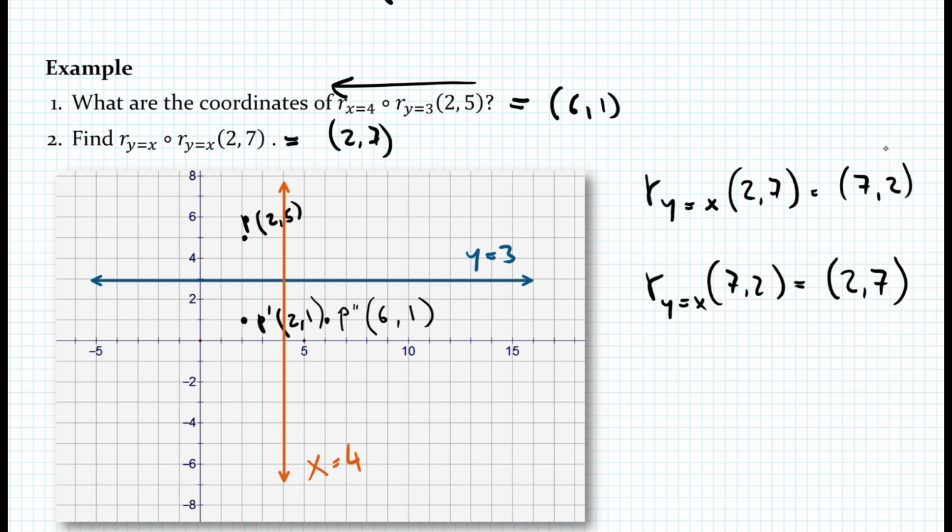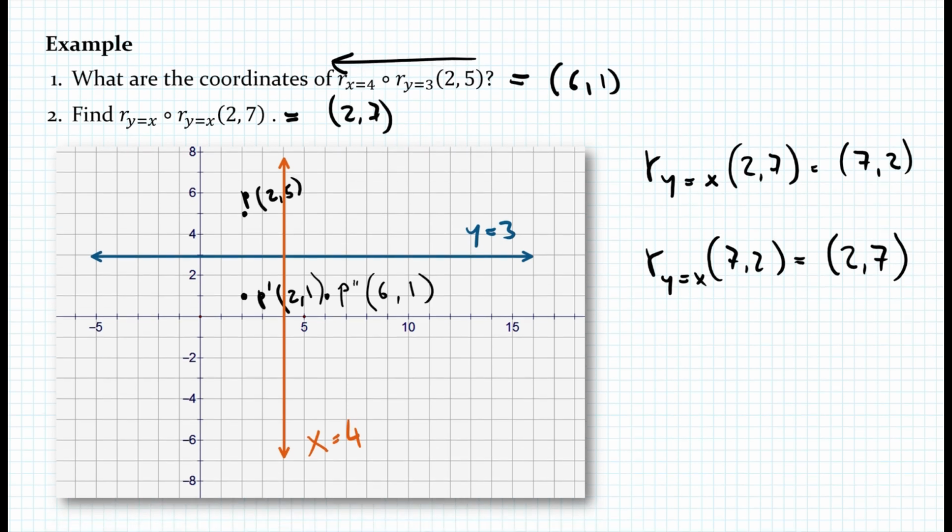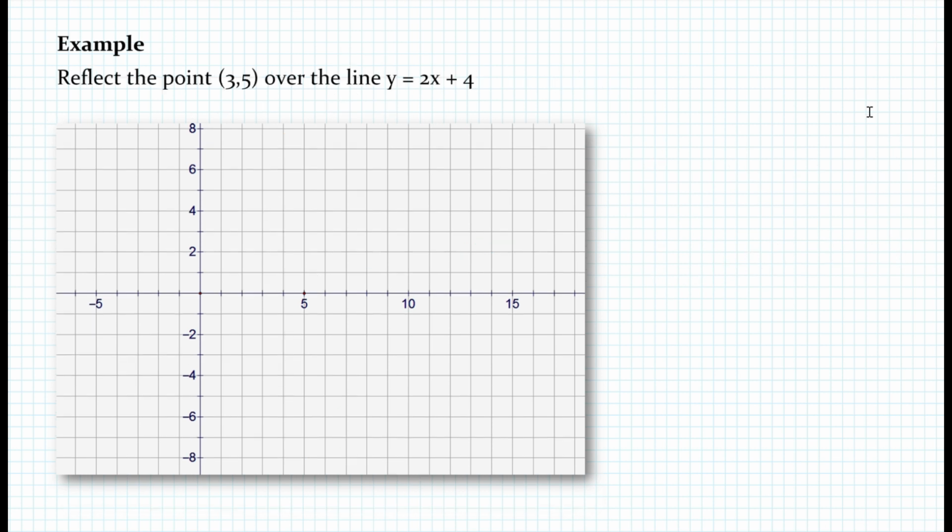So the answer here is actually the same thing. That means that in this case, when you have a composition of the same transformation twice, you actually end up with the image being equal to the pre-image. So let's look at one final example. Now it says here, reflect the point 3 comma 5 over the line y equal to 2x plus 4.